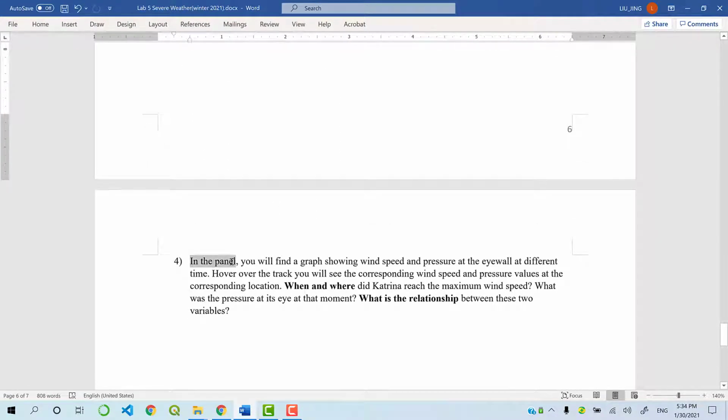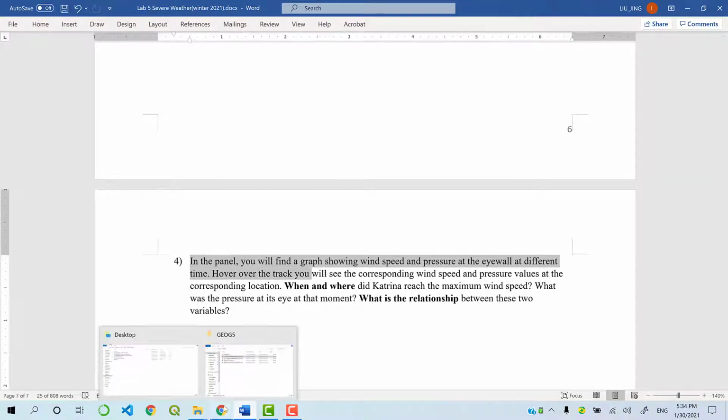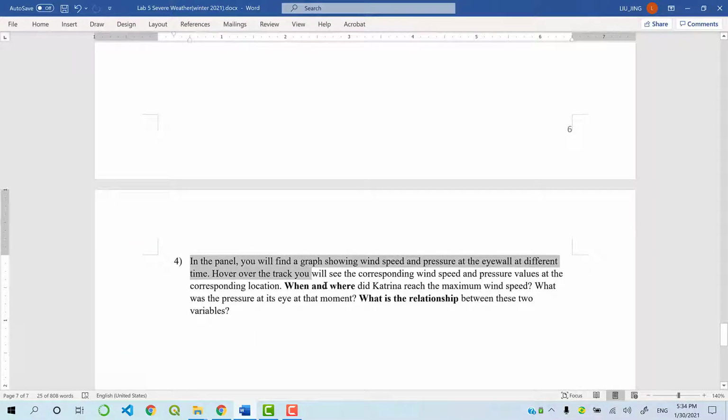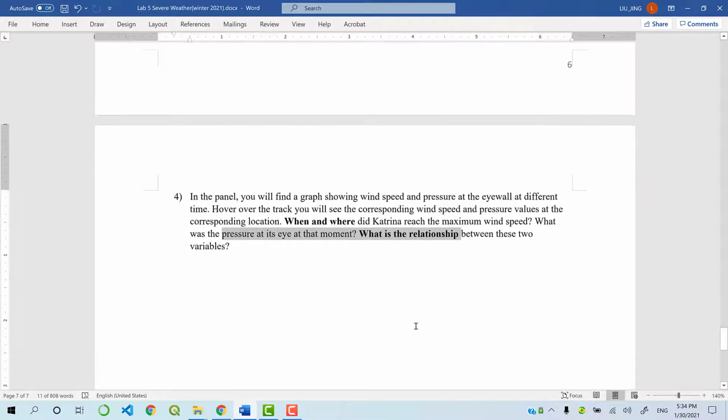In the panel you will find a graph showing the wind speed and pressure at the eye wall at different times. Hover over the track. When you move your mouse here, you will see where it is. You can see a bubble here to show you. And the question is when and where Katrina reached the maximum wind speed, what's the pressure at the eye at that moment, and describe how those two variables change together.